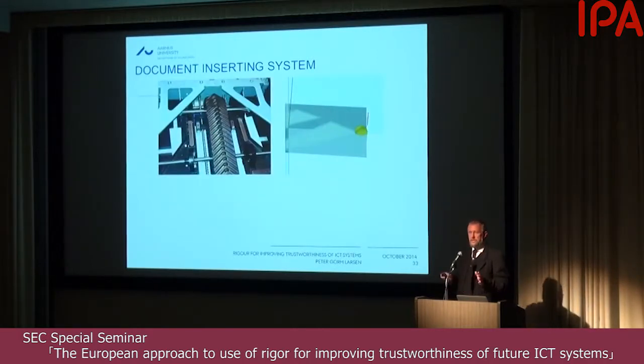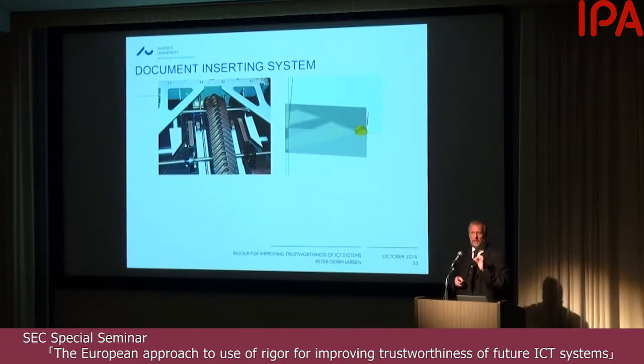So essentially, this is like a printer where you feed paper in, except that these are already printed letters. Imagine you have to send out 1,000 letters by physical mail. This machine is able to take all the letters and fold them and insert them into envelopes.